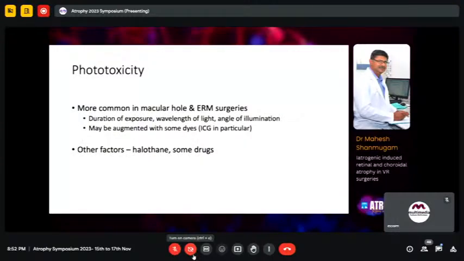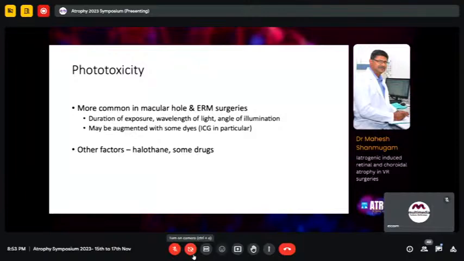This is an example of phototoxicity, and phototoxicity has been found to be more common in macular hole and epiretinal membrane surgeries. And the phototoxicity is dependent on the duration of exposure, wavelength of light, angle at which we illuminate the retina, and the phototoxicity may be augmented with some dyes, ICG in particular. The closer the light pipe is to the retina, more is the chance of the phototoxicity. And in macular hole and ERM surgeries, we tend to keep the light pipe close to the retina for a little longer period of time, and we are concentrating on peeling the ERM, the epiretinal membrane. In the process, we may inadvertently cause phototoxicity.